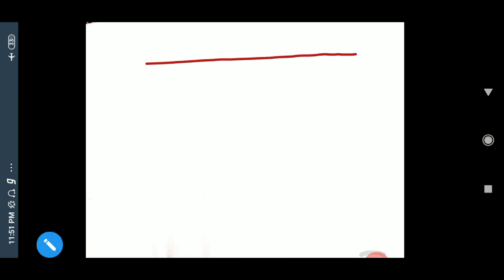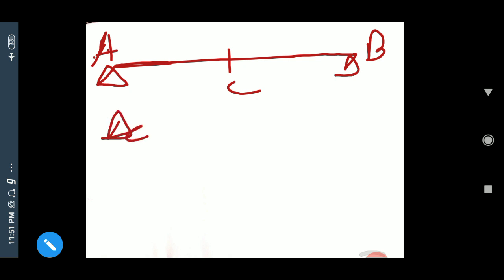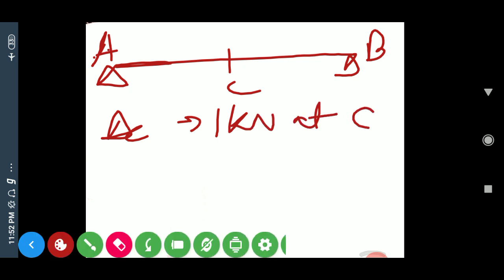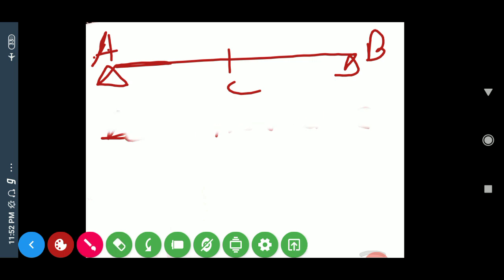So this was the original beam. We just removed all the loads. Here it was point A, it was point B, and the midpoint was point C. We removed all the loads and we had to determine deflection at C. So we will apply 1 kilonewton at C. Okay, so let's apply 1 kilonewton at point C.